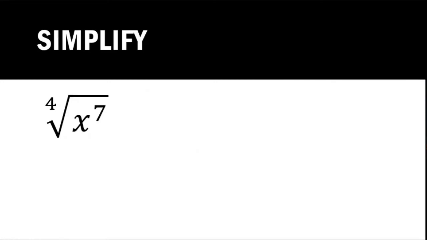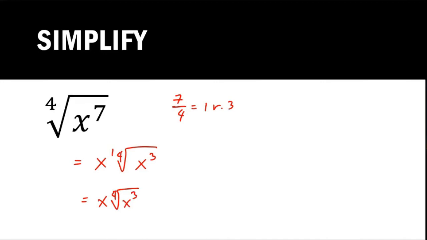How about if we have the 4th root of x raised to 7? Again, we will just divide out, 7 divided by 4. The answer is 1, remainder 3. So, simplifying, x will have an exponent equal to 1 outside the radical, and inside the radical sign, the radicand will be x raised to 3. So the final answer will be x, 4th root of x raised to 3.